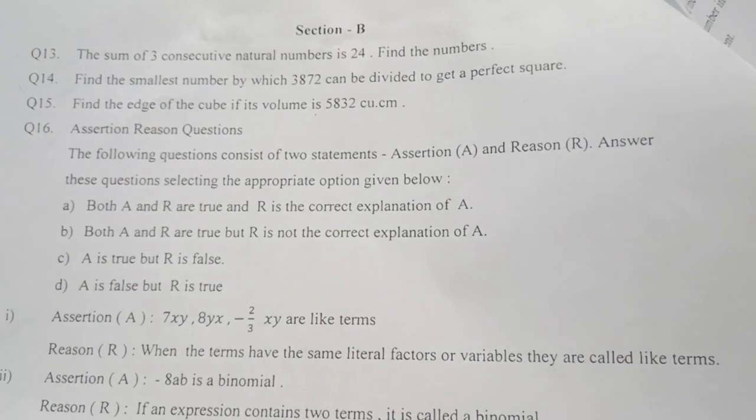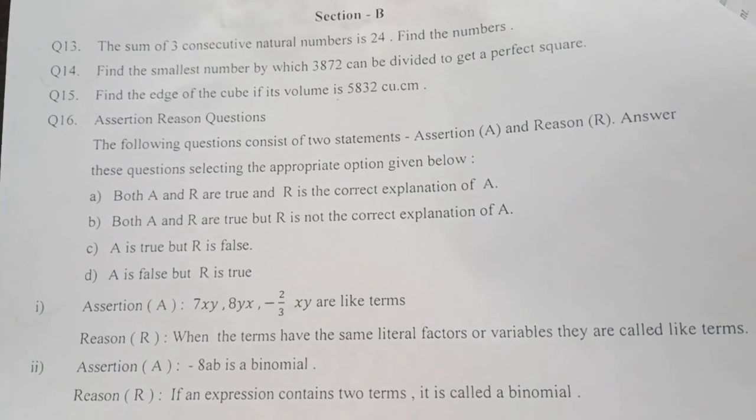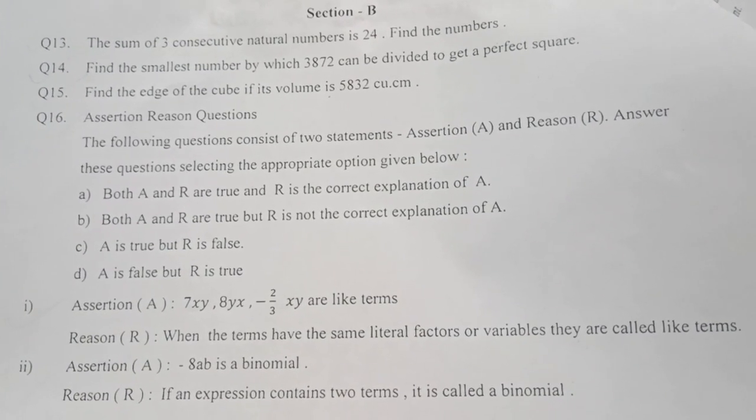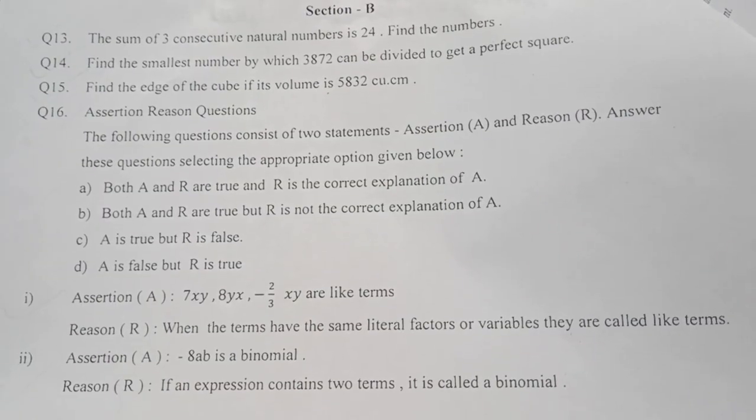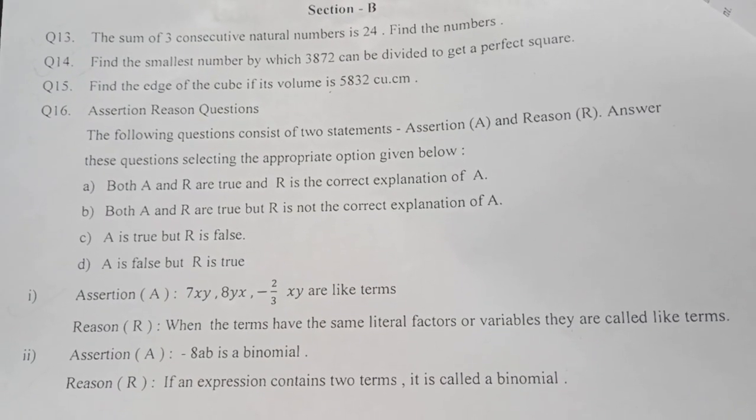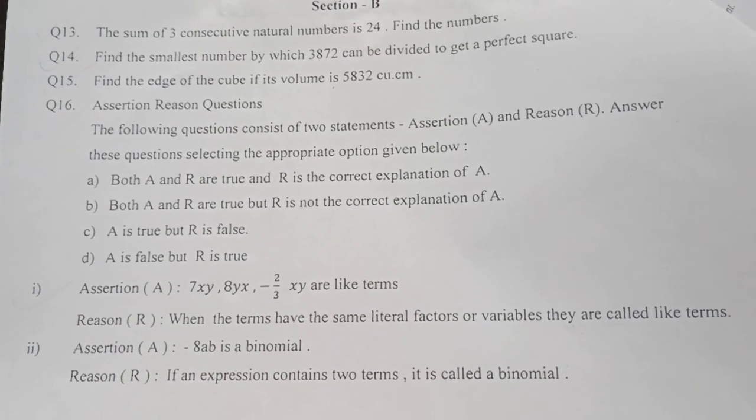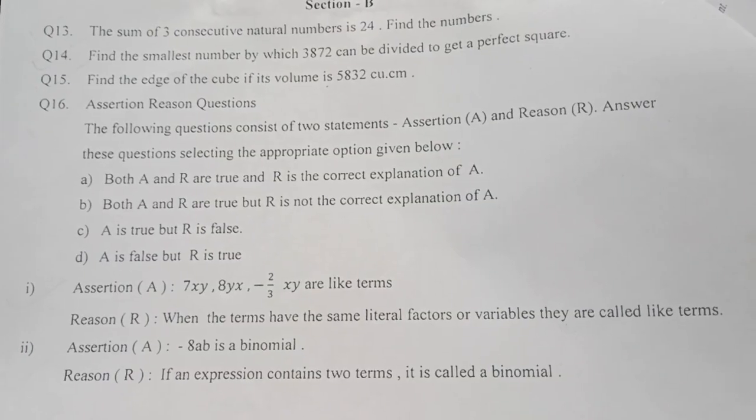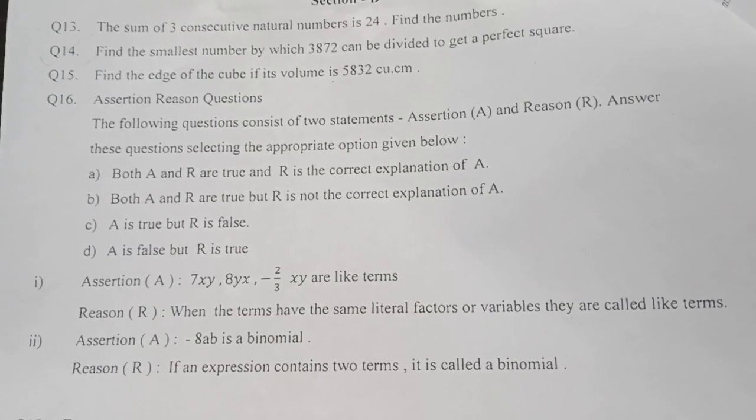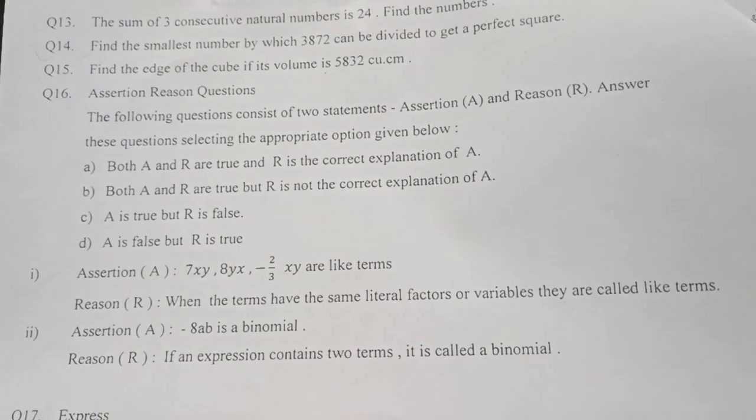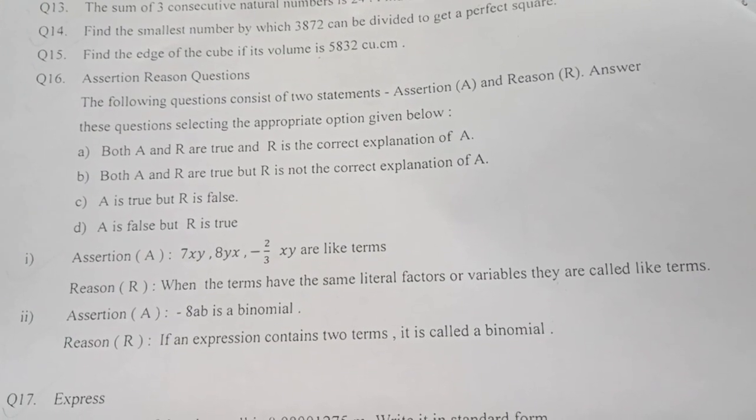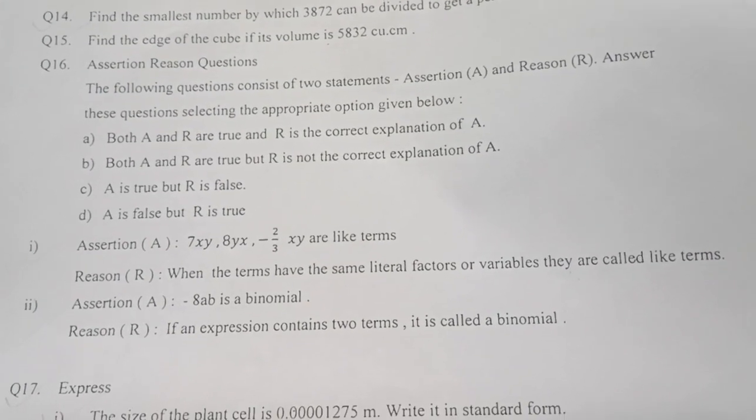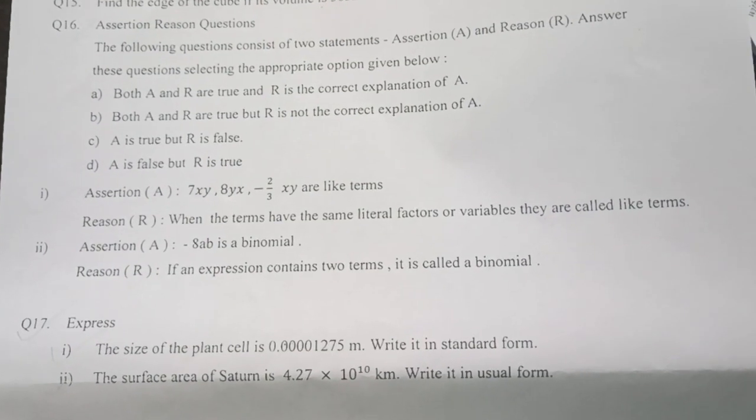Now we come to section B, which are 2 marks questions. So the first question is, the sum of 3 consecutive natural numbers is 24. Find the numbers. Find the smallest number by which 3872 can be divided to get a perfect square. Find the edge of the cube if its volume is 5832 cubic centimeter.